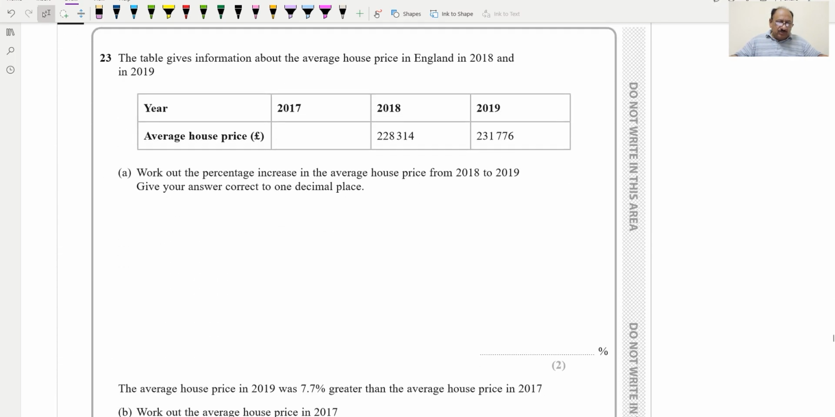And now question number 23. Question 23 says the table gives information about the average house price in England in 2018 and in 2019. These are the prices they have provided, and these are average house prices in pounds.